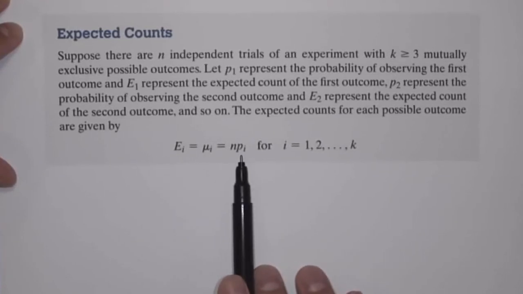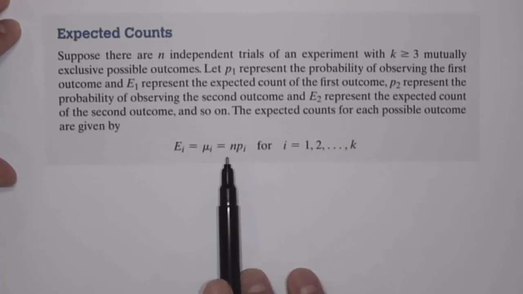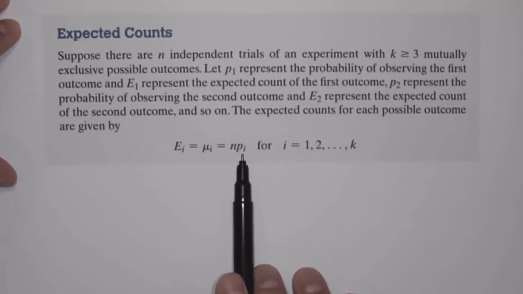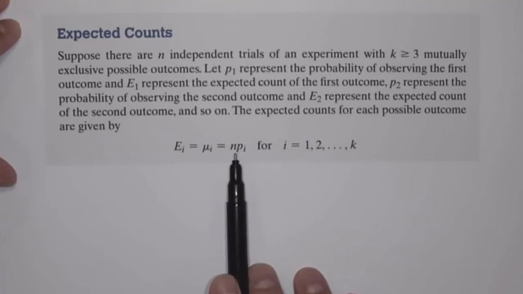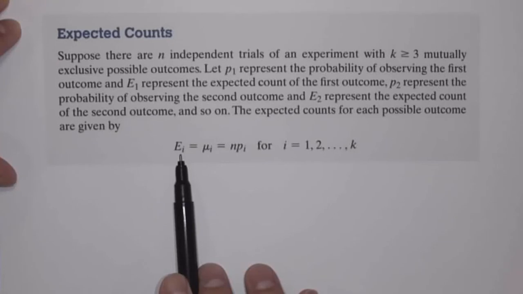But here we could have several possible outcomes. Again, like rolling a die, we have 6 possible outcomes. So if we rolled a die, say 600 times, we would expect to get 100 ones. And so that 100 would come from 600, the number of repetitions of the experiment, times 1/6, the probability of rolling a 1. 600 times 1/6 would be 100. That would be the expected count.